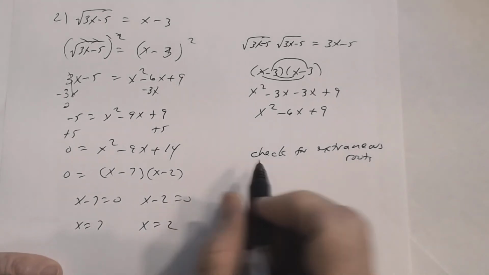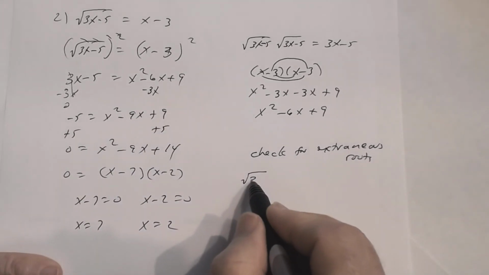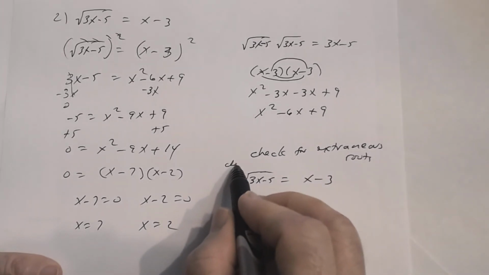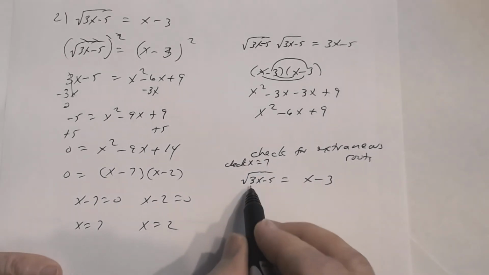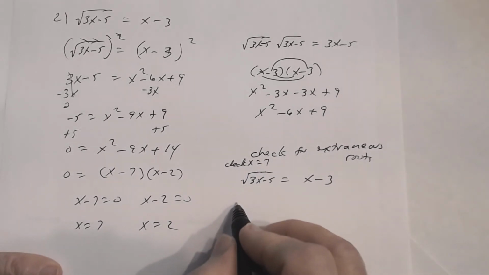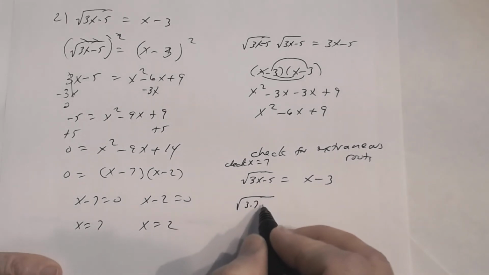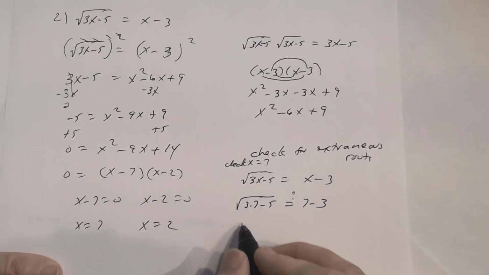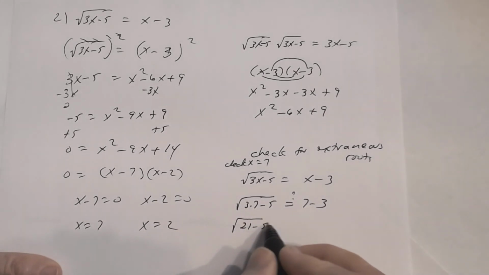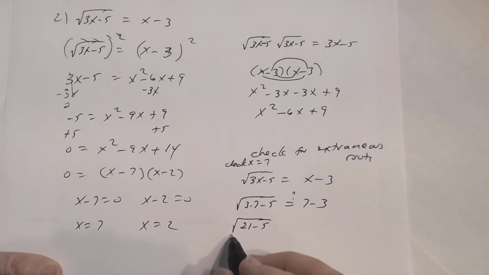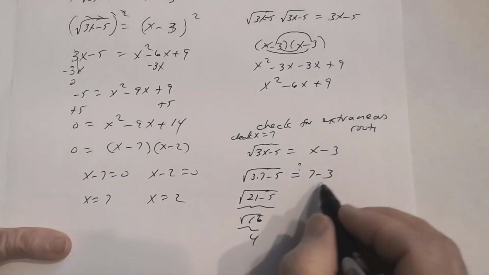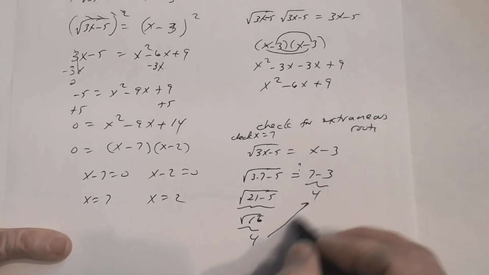So I always go back to the original problem. Let me go ahead and rewrite the original problem. The square root of 3x minus 5 equal x minus 3. So let's check the first one. Let's check x equals 7. So I receive the variable x and substitute 7. I get the square root of 3 times 7 minus 5, and I'll see if that's going to equal 7 minus 3. Well, 3 times 7 is 21, so that's the square root of 21 minus 5. The square root of 21 minus 5 is the square root of 16, and the square root of 16 is 4. Over here, 7 minus 3 is 4, and yes, they are equal.